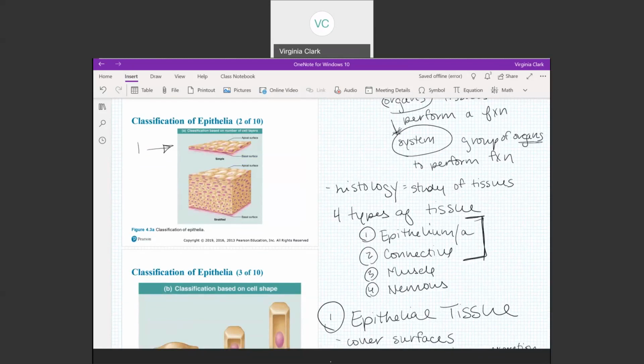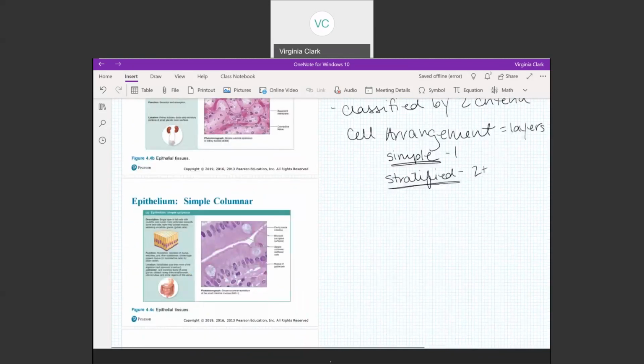Here is my stratified. There's lots and lots of layers. So that's one way you can classify them, is by the cell arrangement. Another way you can classify these is by cell shape. So that's going to be the actual structure of the cell. So with this, there's three kinds.